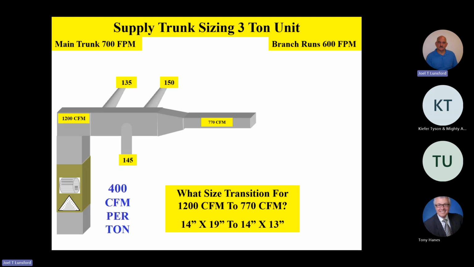So the air we have left over, in this case 770 CFM, we want to make sure that it continues to move down the duct at the proper velocity, so that we have good throw out the registers on our branch runs. So that's the big deal. We want to make sure and transition when we need to, and keep that velocity moving down that main trunk.